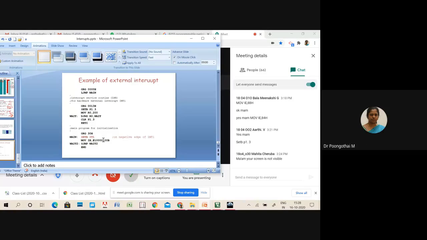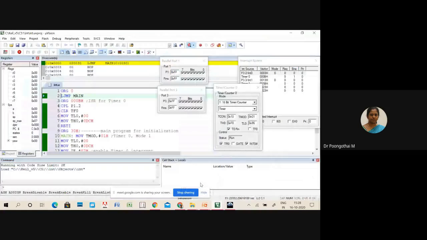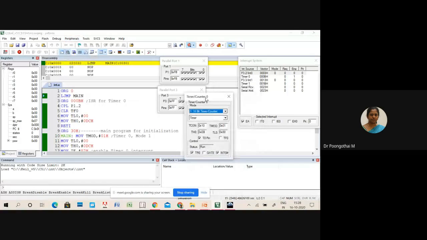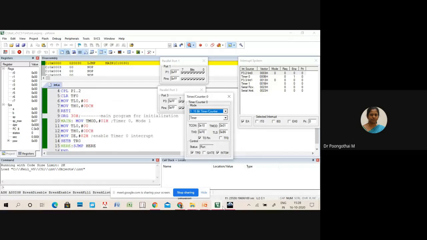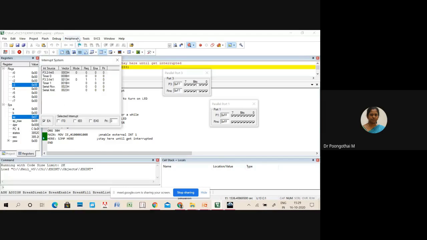I have a doubt. Whether we should not require to check IT1 is 1 or not by clicking on it? Here you can check your TCON register. There is no need of clicking IT0. You have to check the TCON register. So already that bit is set. So no need of clicking that particular value.